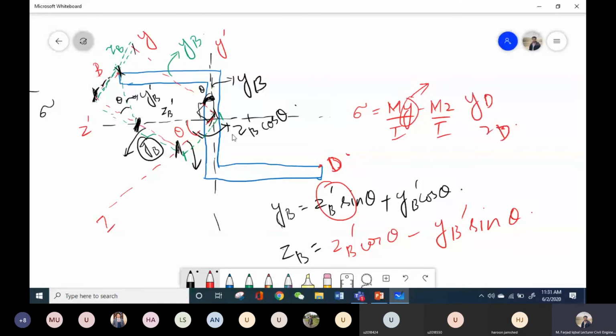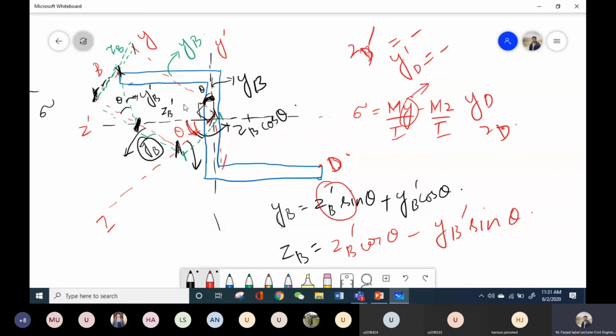But for this point D, my zb dash distance will be on the negative z axis. So I will take zb dash as negative, and similarly the y dash distance is also on the negative y dash axis. So both of these distances will be in the negative direction. This is how you have to consider the sign convention. And similarly for angle theta, in this figure you can see that we have considered the orientation in the counterclockwise direction.